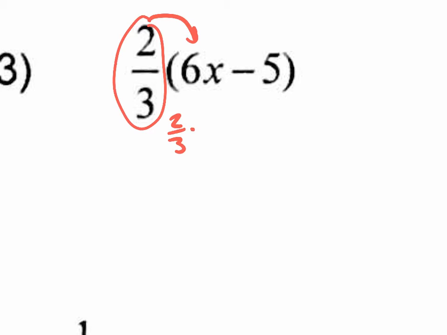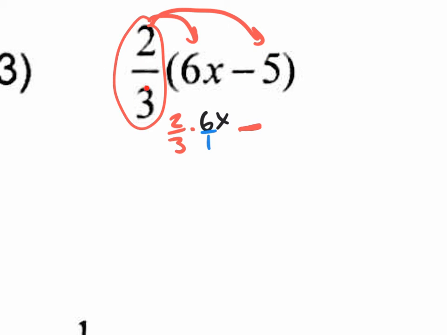2/3 times the 6x, but of course that 6x, we're going to put it over 1. And then we're going to say 2/3 times 5. And you know what? We might as well do this. This is a positive 2/3 times a negative 5. We might as well call that a positive times a negative. It's going to be a negative down here. So let's put a minus sign right here. That way we don't have to worry about the signs anymore. Again, a positive times a negative is a negative.